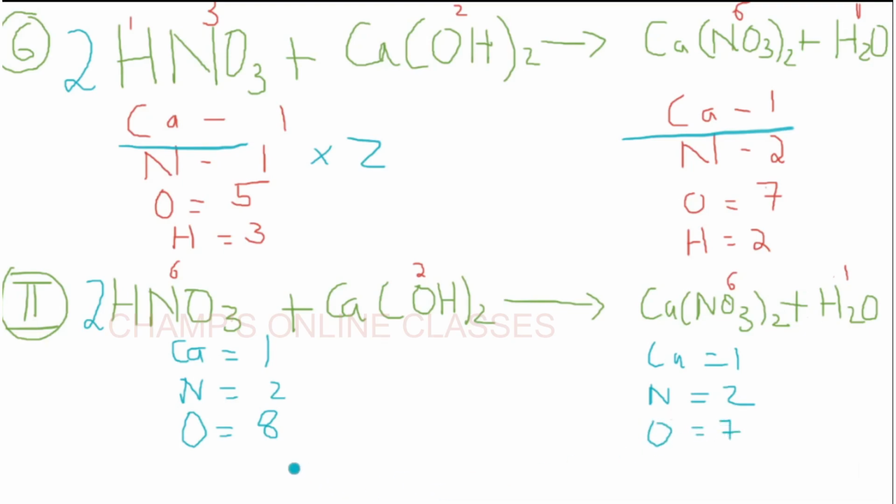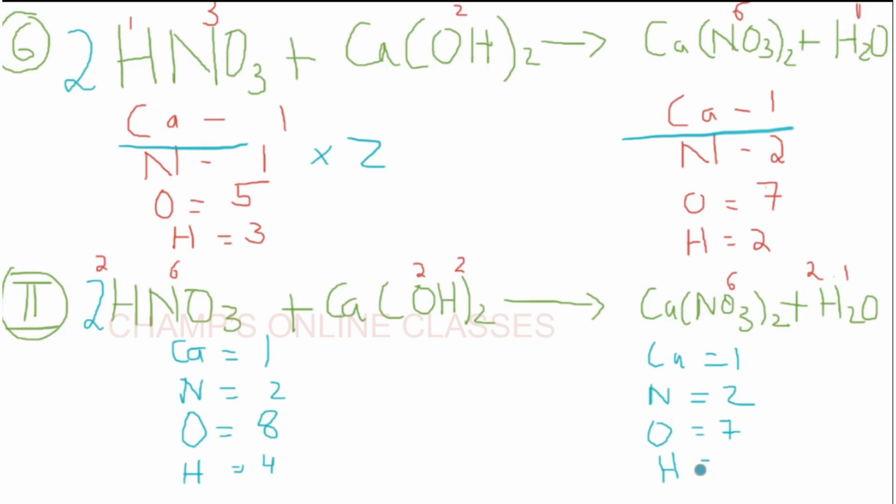Now how many hydrogen are there on reactant side? 2 ones are 2. Okay, so here we have 2. Here again 2 ones are 2. So 2 plus 2, 4. And on product side, only 2. Okay, fine. So on reactant side we have 2 plus 2, 4. And on product side we have only 2.